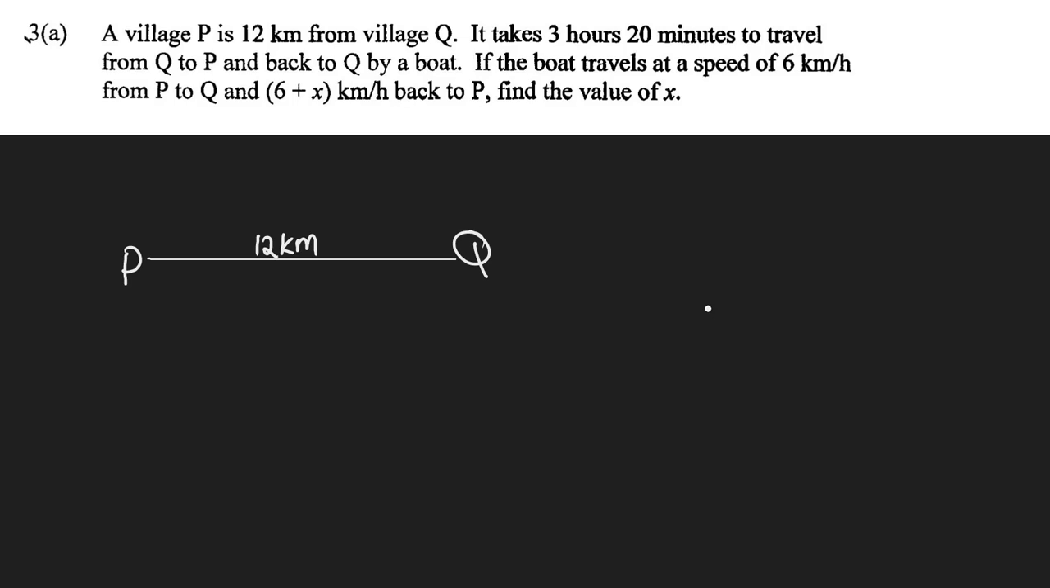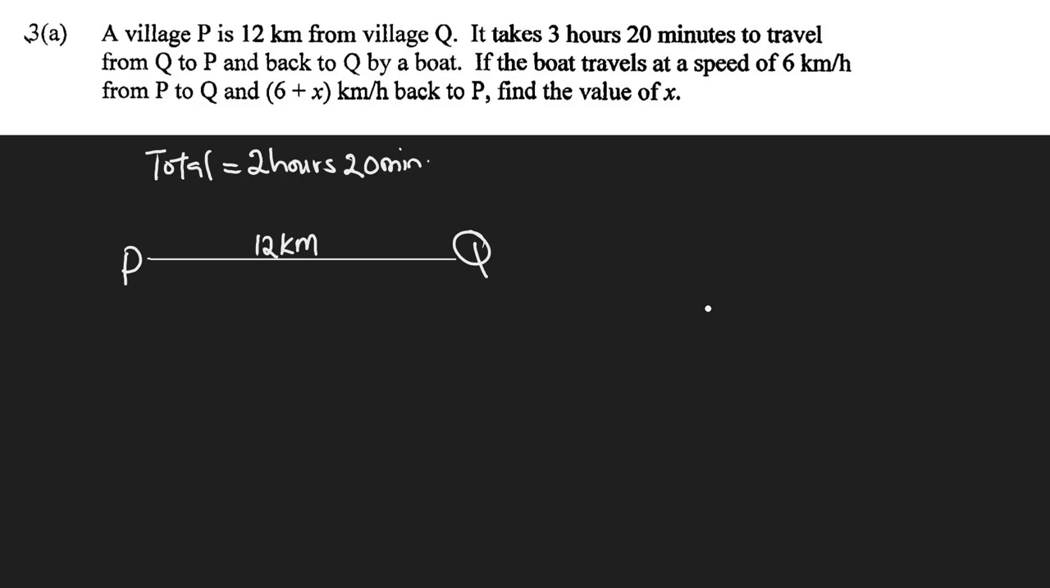So it takes about 3 hours 20 minutes to travel from Q to P and back to Q. So the overall time for the boat to travel from P to Q and from Q back to P is the total time. The total time equals 3 hours 20 minutes. So that's the total time the boat took from P to Q and back to Q.